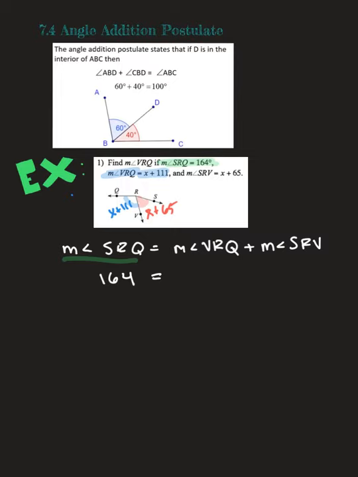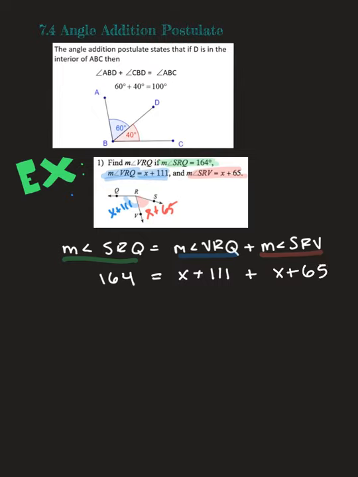Equals the measure of VRQ, which is x plus 111, and then drop down that plus sign. And then we also know that SRV is the red one right here, so SRV is going to be x plus 65. And then from there, we're just solving for x.